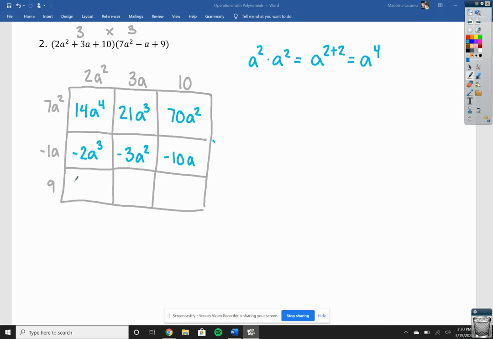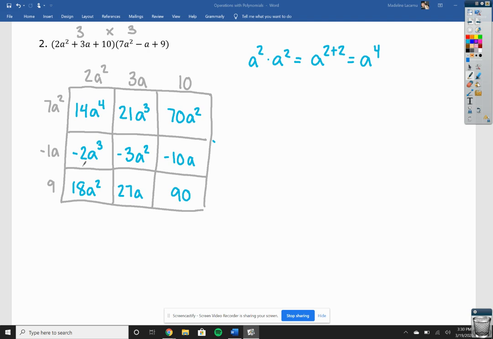9 times 2a squared, 18a squared. 9 times 3a, it's going to be 27a. And 9 times 10 is 90. So that's the hard part right there, is just filling them all in. And again, with diagonals, check to make sure you have like terms. If you do, you've done it correctly.